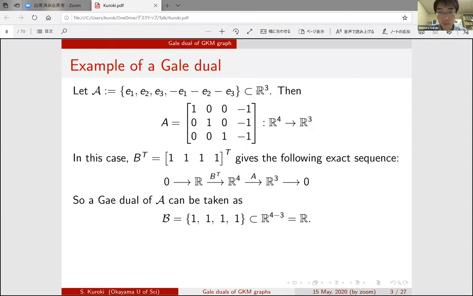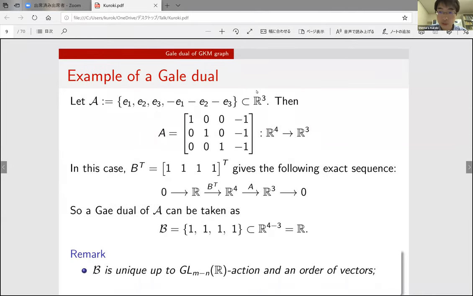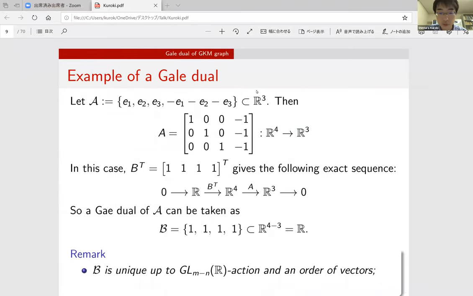And maybe as you can easily notice, there are several choices of the Gale dual, but it is easy to see that this B is unique up to general linear group action. This general linear group acts on each vector at the same time. And also it is up to the order of the vectors. Then we can determine the Gale dual uniquely.